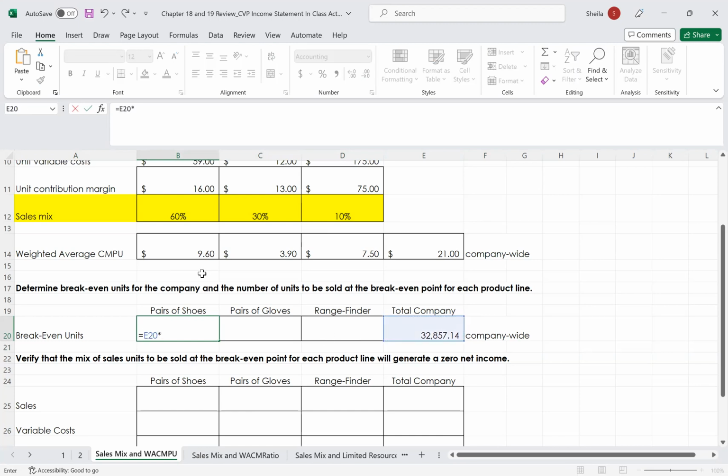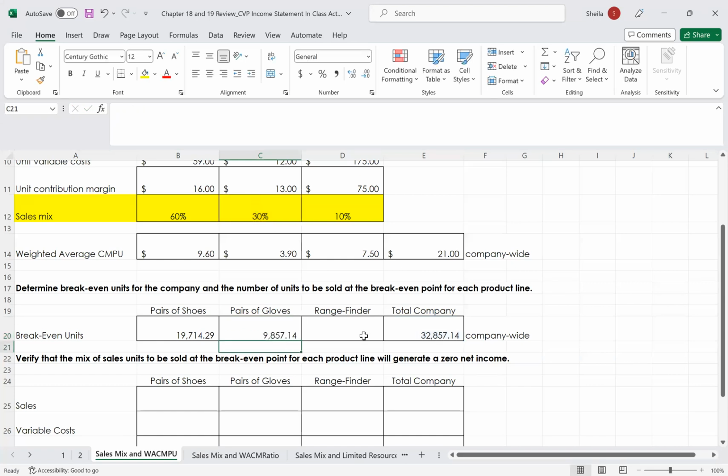So 32,000 times 60% means to break even, this is how many pairs of shoes I need to sell. Total company units times my sales mix of 30% gives how many gloves I need to sell, and how many rangefinders I need to sell.